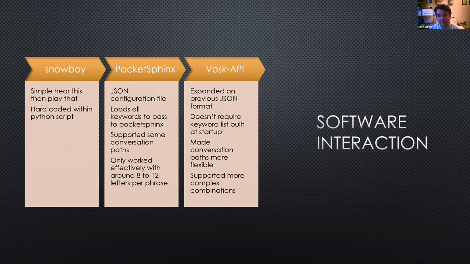When I went to the Vosk API, it kind of changed a bit. Pocket Sphinx has a confidence level against each keyword that you set. Vosk didn't need that and didn't require a keyword list. So what I did was mainly focus on making it work better, making more conversation paths and making it more flexible.